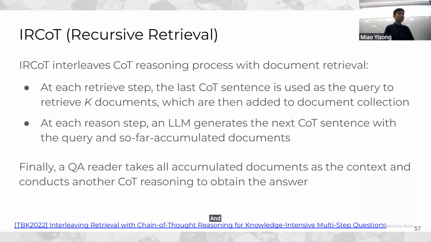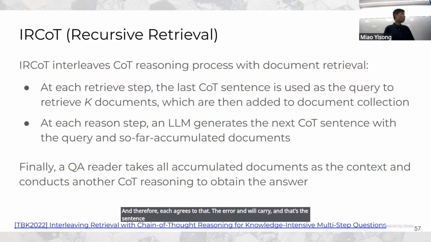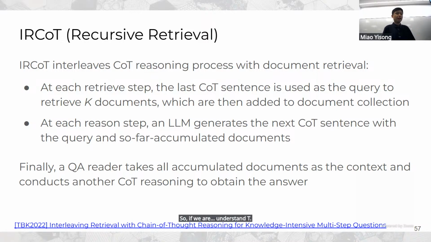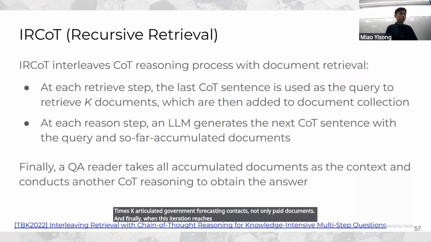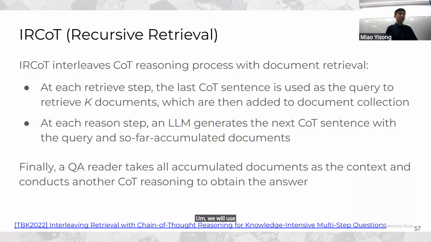And then for each reason step, the LLM will generate the next CoT sentence with the query and all the so far accumulated documents. So if we are at timestamp T, we will have T times K accumulated documents all as new context, not only K documents. And finally, when this iteration reaches its end, we will use a QA reader, which may be the same LLM or another LLM, to take all accumulated documents as the context together with the question, and then do another round of CoT reasoning to obtain the answer.